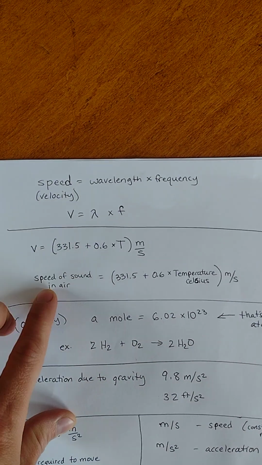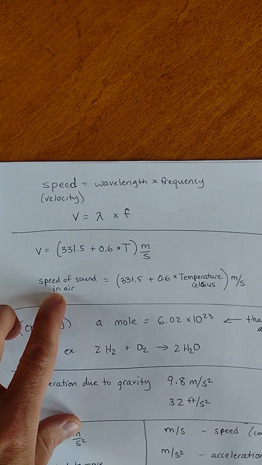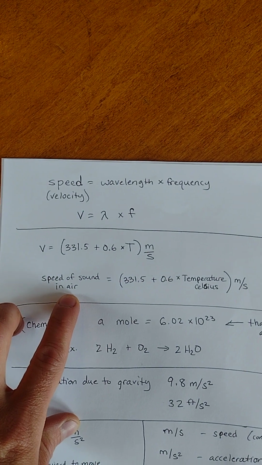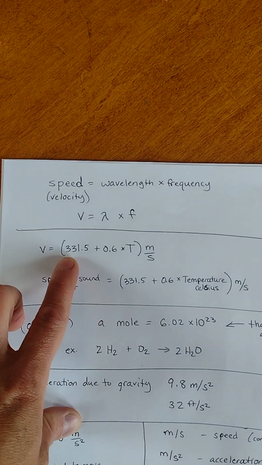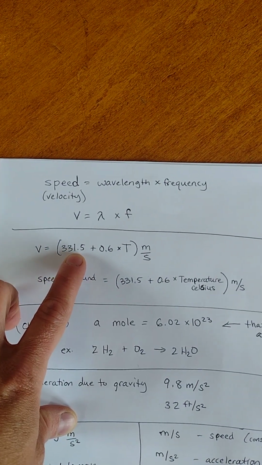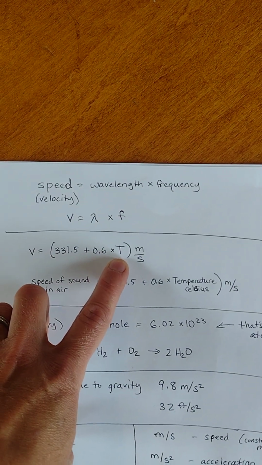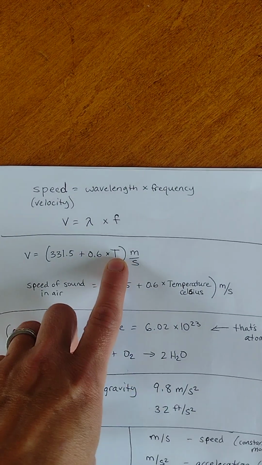The next one is velocity, but it's the speed of sound in air. So you would use this for like lightning. You'd see it, and then you'd hear it later. So 331.5 plus 0.6 times the temperature, and it has to be in Celsius for this to work, and that's meters per second.